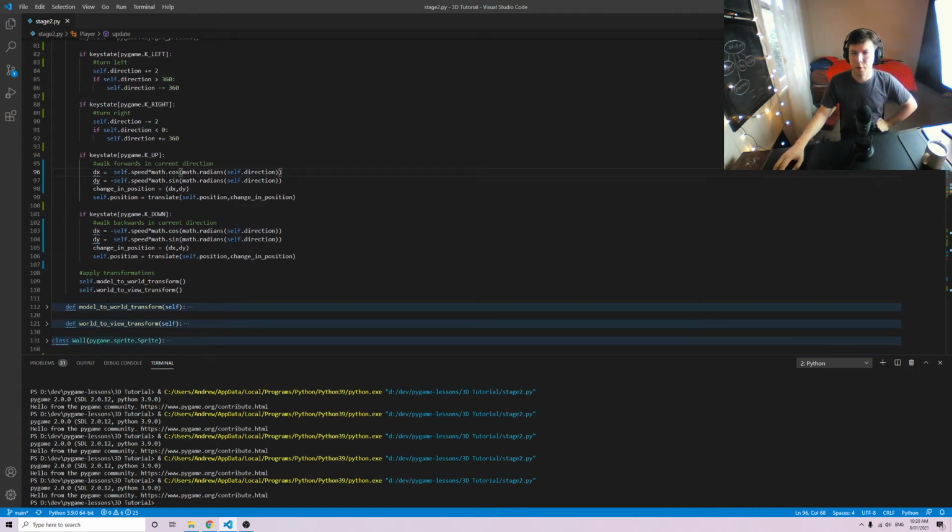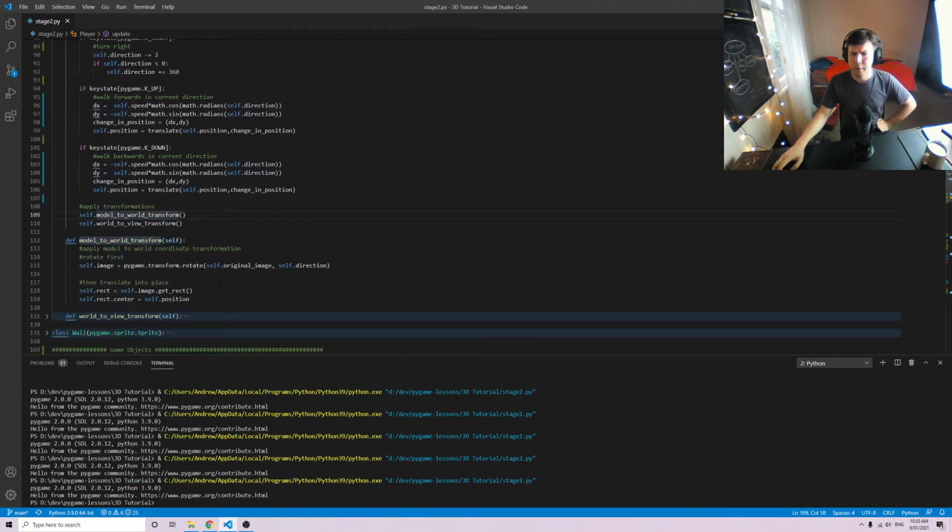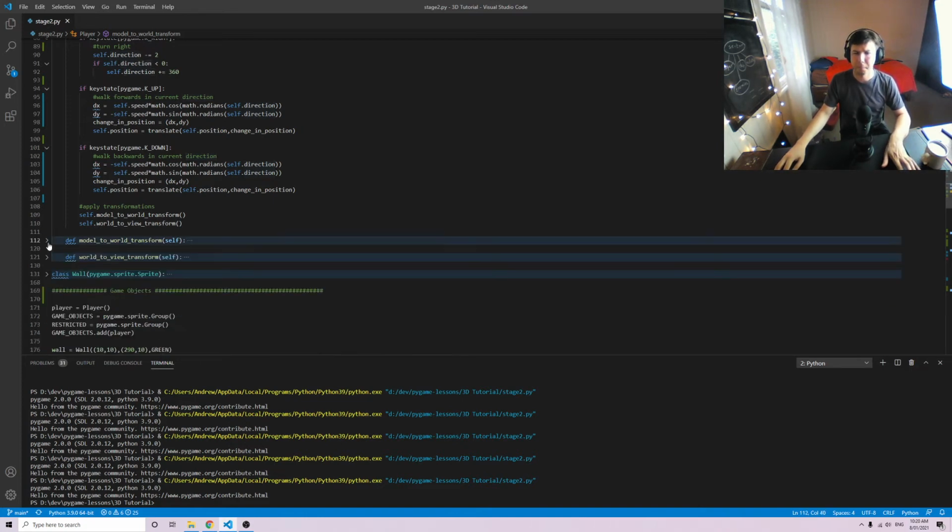Okay, and then we go through the normal stack of transformations. So model to world, what do we need to do? Well, the player is pretty much already at the position they need to be in the world coordinates. We just need to spin them around. So we take the original image and rotate that image. What this does is it takes the image data and makes a new surface, a new set of pixels that represent the rotated image. And then we need to center it around our position. Okay, all good.